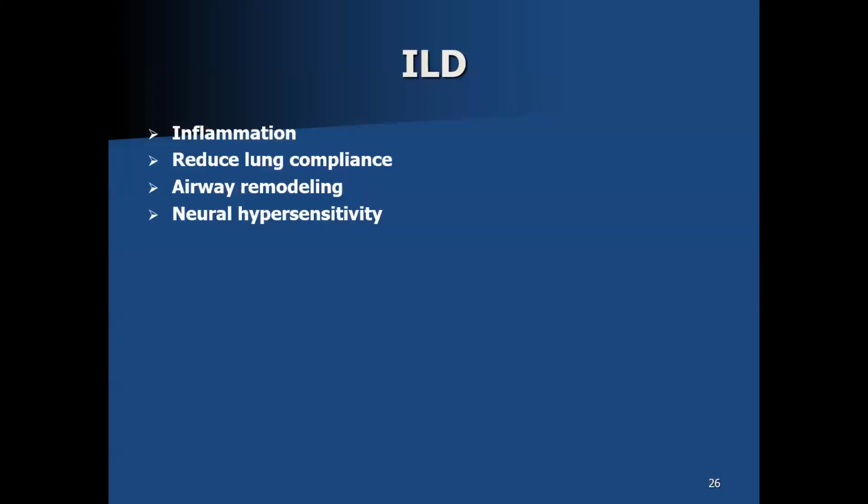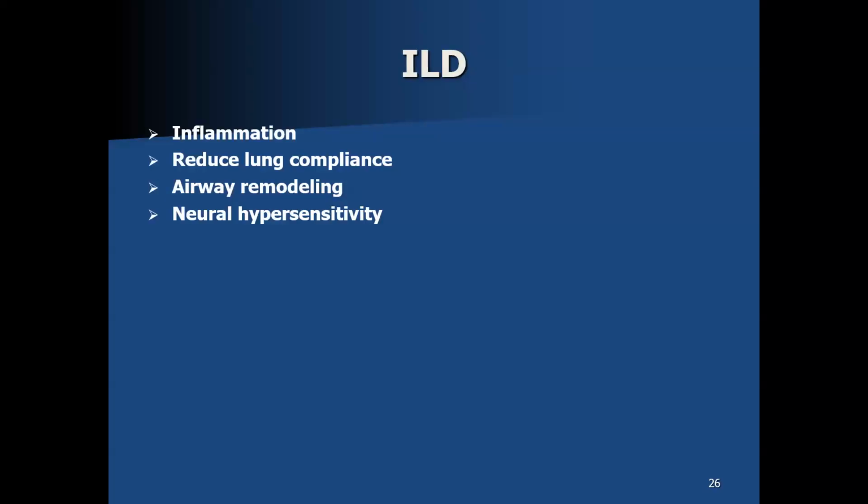ILD, interstitial lung disease, is an umbrella term for a large group of disorders that cause inflammation and/or fibrosis, also known as scarring, of the lung interstitium, the tissue surrounding the alveoli. There are over 200 types of ILDs. Common causes and types would be idiopathic pulmonary fibrosis, where a cause is not identified.